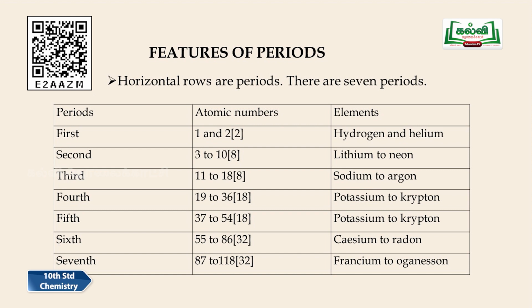Once again, in the first period you have 2 elements, in the second and third you have 8 elements each, in the 4th and 5th you have 18 elements each, and in the 6th and 7th you have 32 elements each, right? So among these, the shortest is the first and the longest is the 6th one, right?